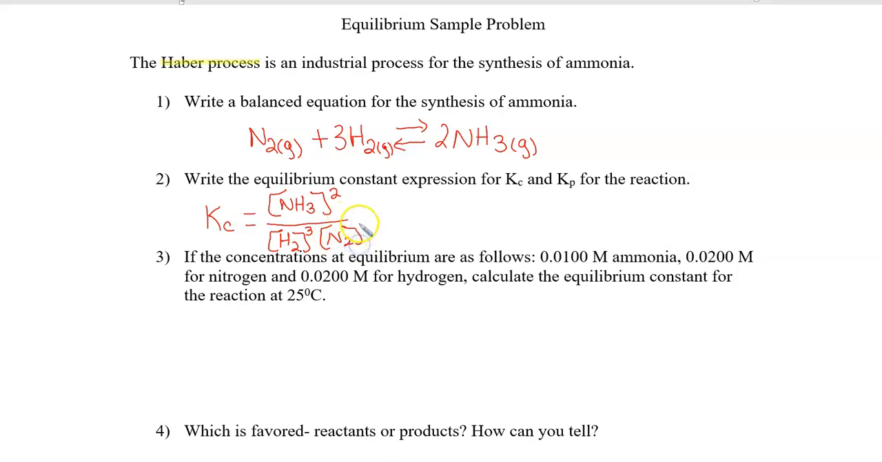N2, and that's raised to the first power. And again, you don't have to put the ones. So that's the expression. That's the Kc expression. So products raised to the coefficient power over reactants.